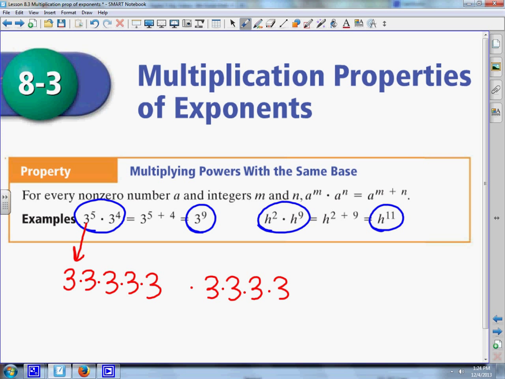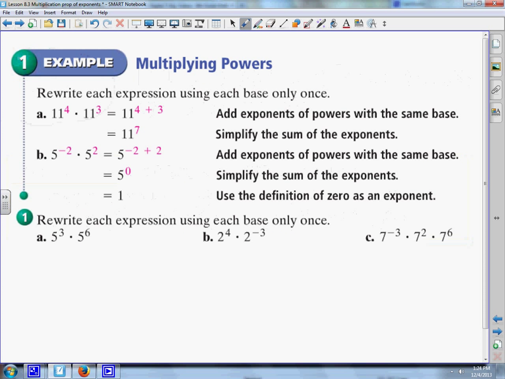Sometimes it just really helps to write it out. I still do it sometimes when I forget my rules because there's so many to try and remember. So rewrite each expression using each base only once. So you'd have 11 to the 4th times 11 to the 3rd. You add those together and you get 11 to the 7th. Here you have 5 to the negative 2nd, 5 to the 2nd. That's 5 to the 0 power, which is 1. So try A, B, and C.